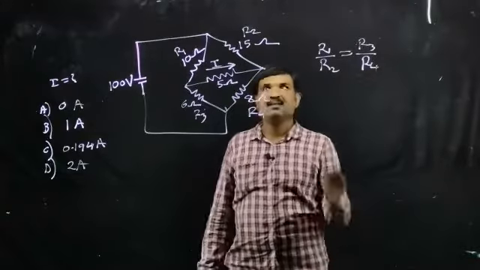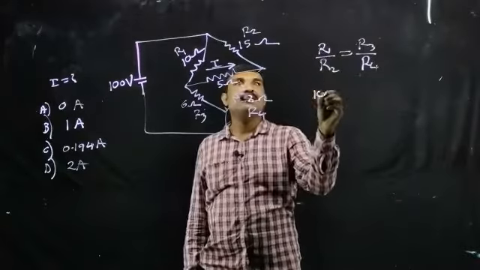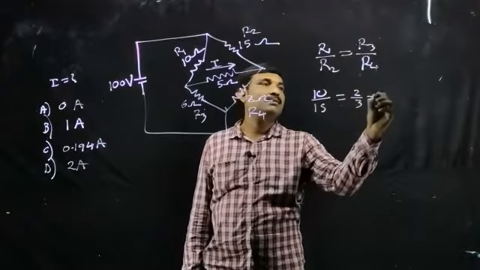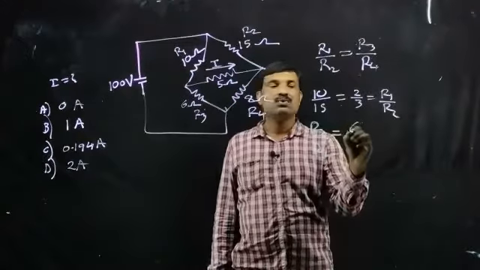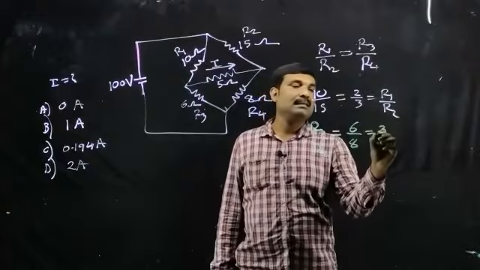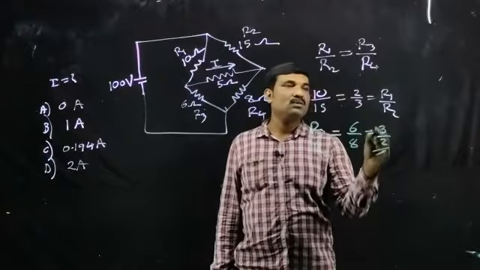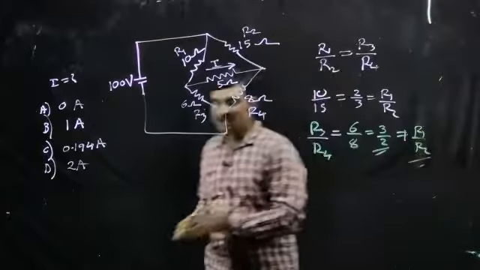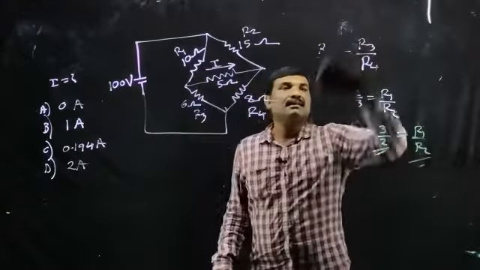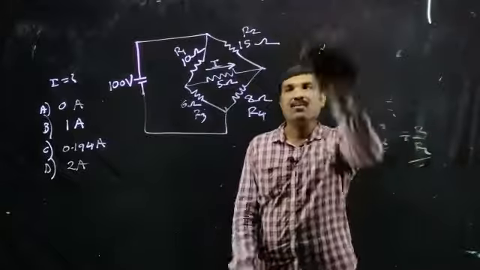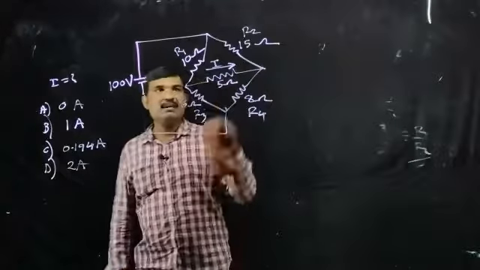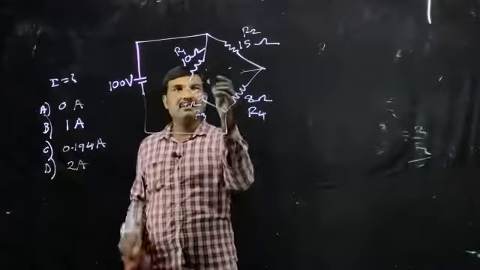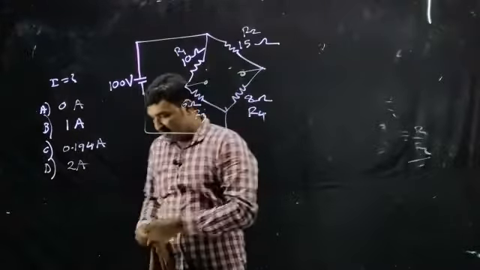So let us check. We know the value of R1 is 10, R2 is 15. So 10 by 15 is equal to 2 by 3. R3 by R4 is equal to 3 by 2. So this is not equal to R1 by R2. So the bridge is not balanced. So the current will flow through this 5 ohm resistance. We can solve this by making use of Thevenin's theorem.